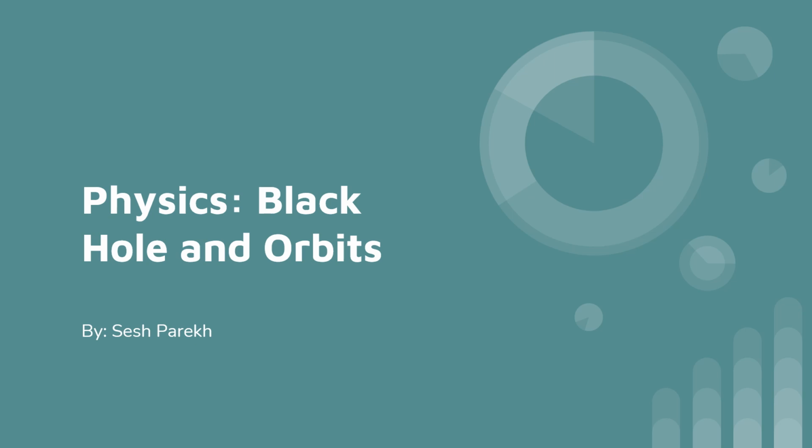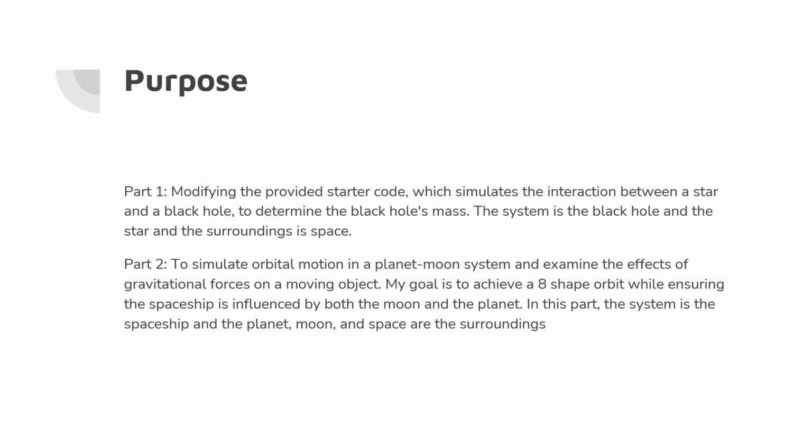Hello, my name is Hayes Park, and this is Physics, Black Hole, and Orbits. The purpose of part 1 of this lab is to modify the star code, which simulates the interaction between a star and a black hole, to determine the black hole's mass. The system is the black hole and star, and the surroundings is space.